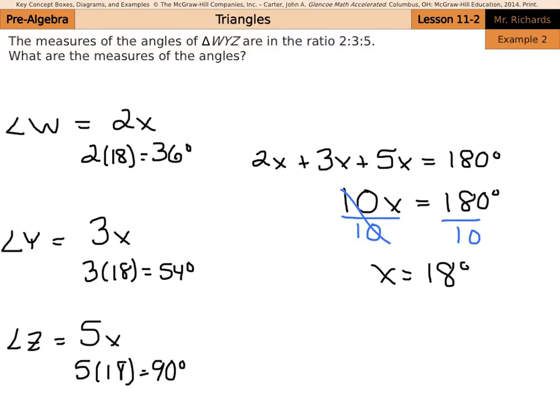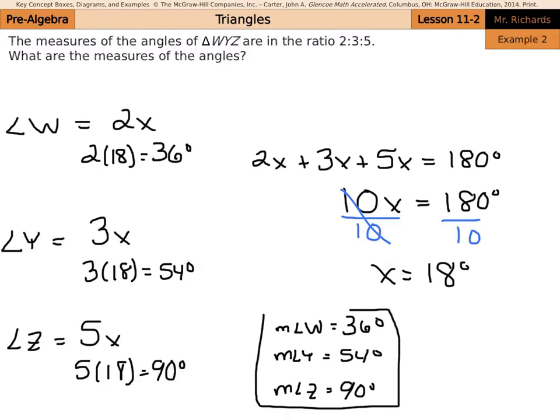And so, to list out my answer, the measure of angle W equals 36 degrees. The measure of angle Y equals 54 degrees. And the measure of angle Z is equal to 90 degrees. So given a 2, 3, 5 ratio, I can say 2x plus 3x plus 5x equals 180. Solve for x, but be sure to put this value back in for each of your angles to find the measures of the angles.